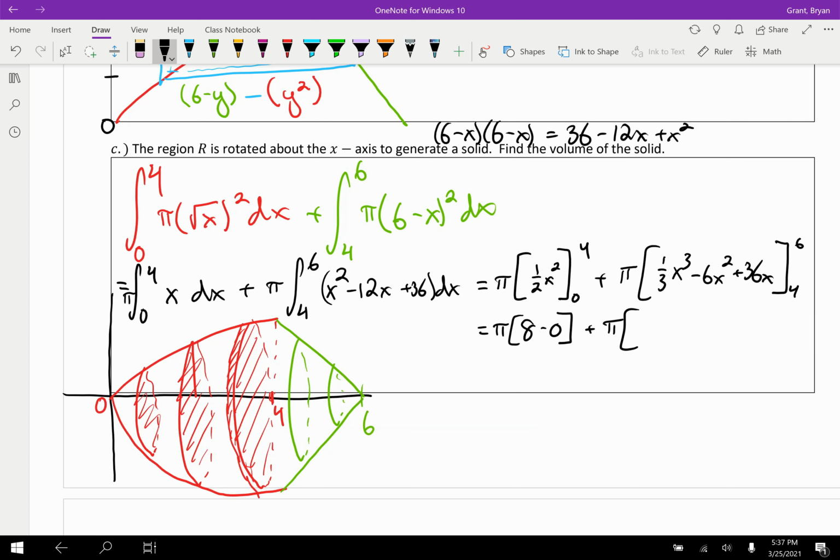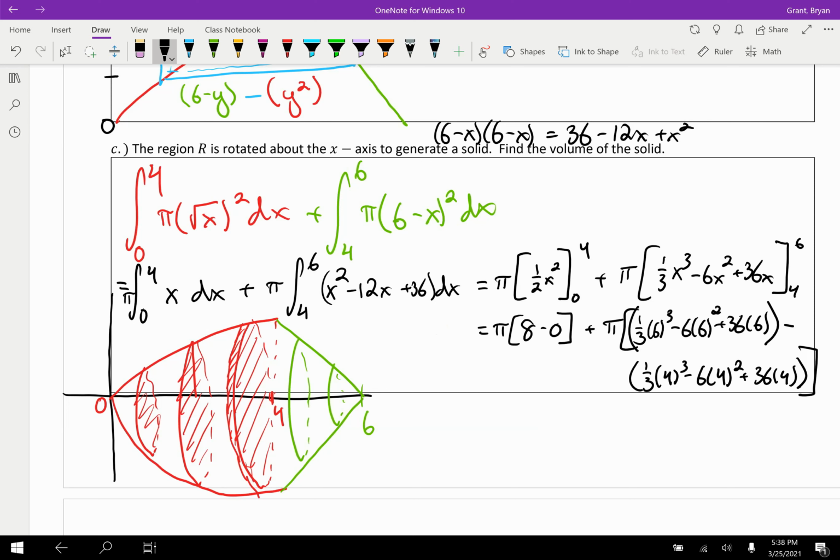We're going to do 6 cubed, which you might not even know. It's 216, but if you're not sure about it, don't forget your extra parentheses. We're going to just plug in 6 and substitute in 6. There's the first one. Minus, watch those parentheses, and then substitute in 4. 1/3 times 4 cubed minus 6 times 4 squared plus 36 times 4. Last set of parentheses, and there we go.